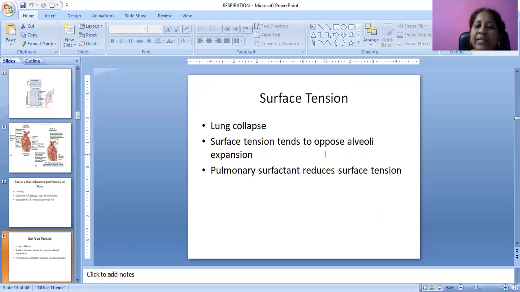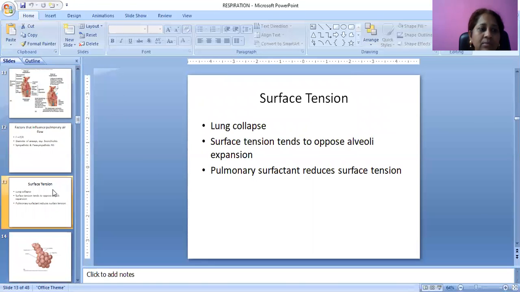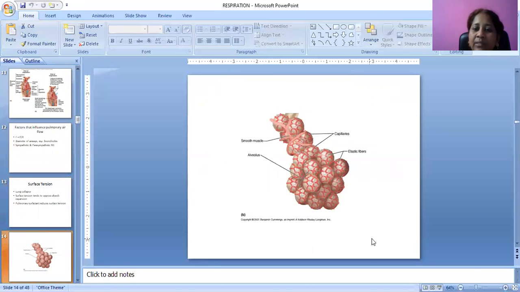Surface tension tends to oppose alveoli expansion. Pulmonary surfactant reduces surface tension. So, if surface tension increases, lungs will collapse. Coming to this, smooth muscles, alveoli, C-shaped structures. These are capillaries, elastic fibers.